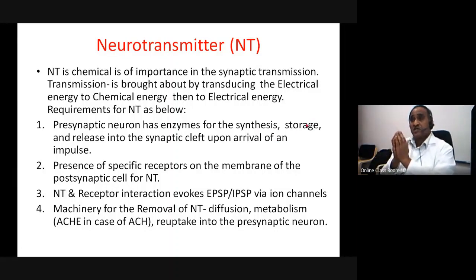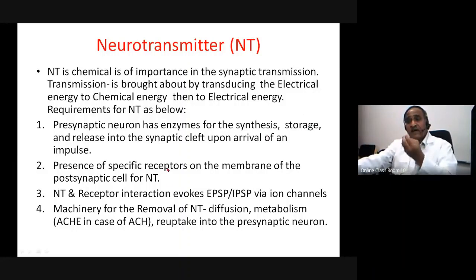That machinery should be available, and this chemical should not undergo anything, or it should not interact with the membrane. It gets released into the synaptic cleft upon the arrival of the impulse, as demanded or as required. These are some of the presynaptic requirements of a neurotransmitter.